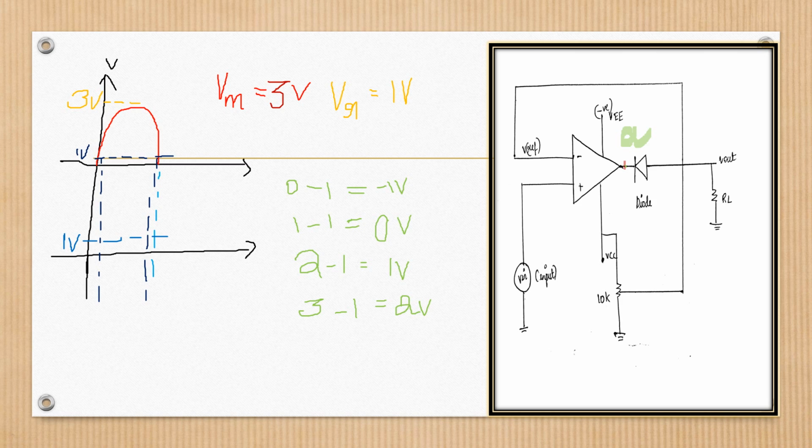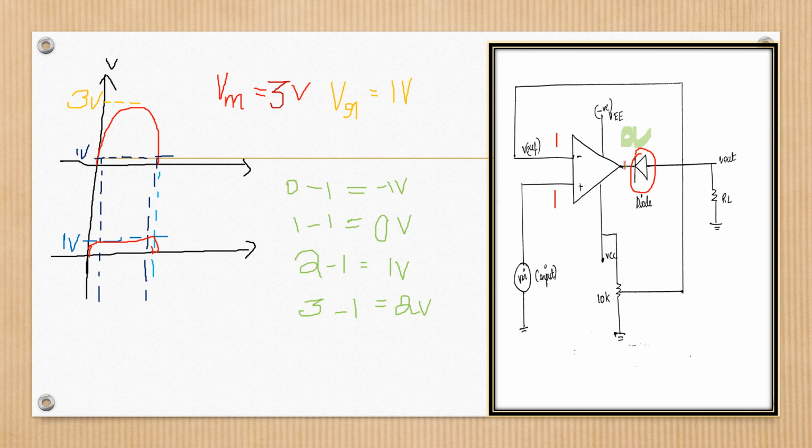When I apply the input as 0 and the reference voltage as 1, the difference between these two voltages will be minus 1 volt. When the difference between these two voltages is negative, the diode will be on and the output waveform will follow the input pattern. At 0, it will follow the input pattern. When I apply the input as 1 volt, the difference between these two voltages will be 0 volt. That time also the diode will be on and the output waveform will follow the input pattern. This is the output waveform.